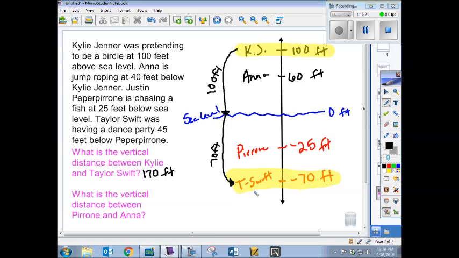Yes. 100 plus 70. Right, but what's that got to do with last week? Hey, Ron. I'm going to go with the absolute value. Absolute value, right? Everybody got that? Don't you agree that Kylie Jenner's absolute value is 100? Yes. And don't you agree that Taylor Swift's absolute value is 70? Yes. So if you're trying to figure out a vertical distance, you have to add the two absolute values together. Has everybody got that? See that?